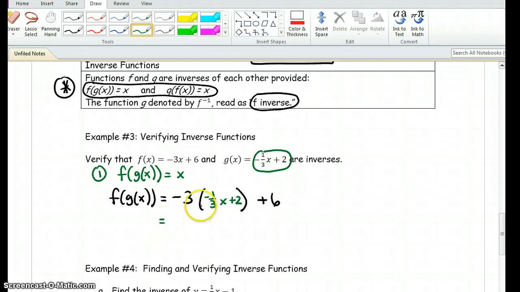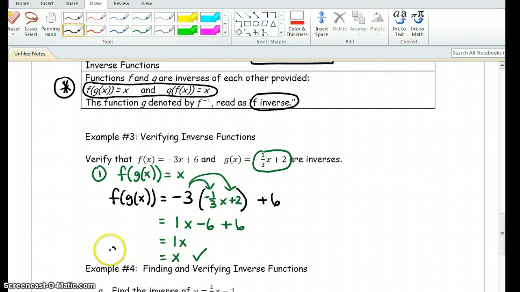Alright, we're going to simplify, distribute the negative 3. We get negative 3 times negative 1/3 is positive 1x. Negative 3 times 2 is negative 6, plus 6. A negative 6 and a positive 6 gives us 0, so we're left with 1x, which is the same thing as x. So we are good so far that f of g of x equals x.